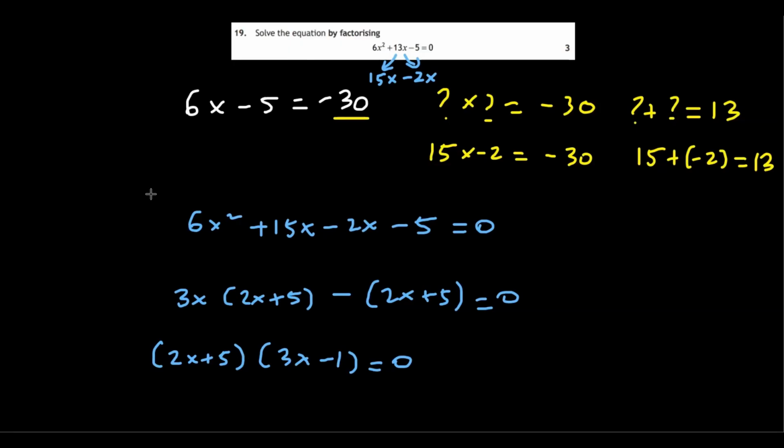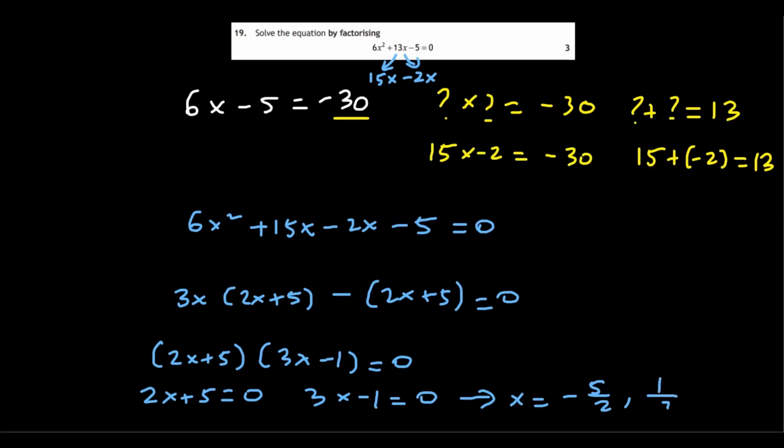And then we just use the zero product property. So if we've got two brackets that multiply to give 0, that means that one of them has to be 0. So either 2x plus 5 equals 0, or 3x minus 1 equals 0. And that gives x equals minus 5 over 2, or 1 over 3. And those would be the solutions.